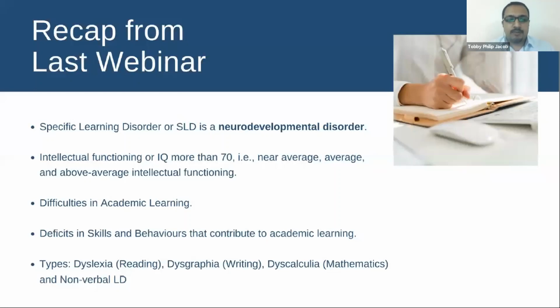The child will face difficulties in academic learning. There will be deficits in skills and behaviors that contribute to academic learning. As you know, the names have come up a lot of times, like dyslexia, dysgraphia, dyscalculia. Dyslexia is the reading disorder, dysgraphia is the writing disorder, dyscalculia is the mathematical disorder. And currently a non-verbal LD has also come, because that is based on the behaviors and impressions of the child.